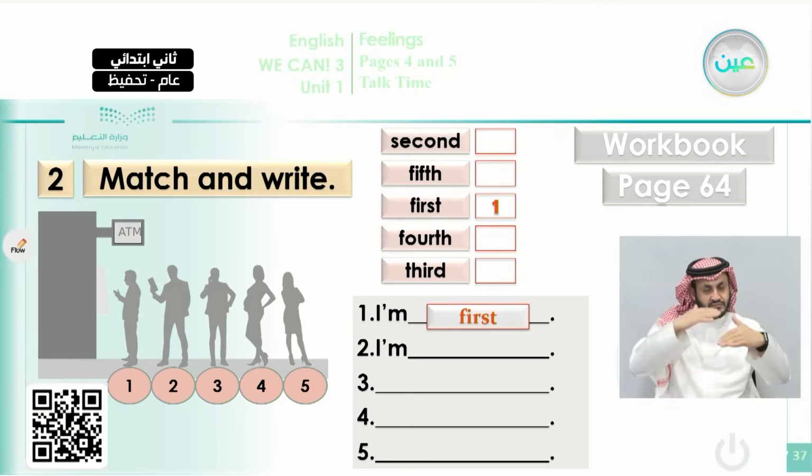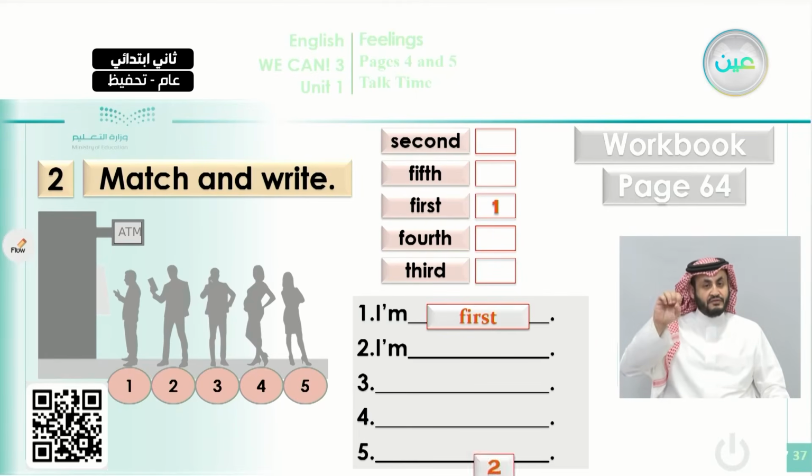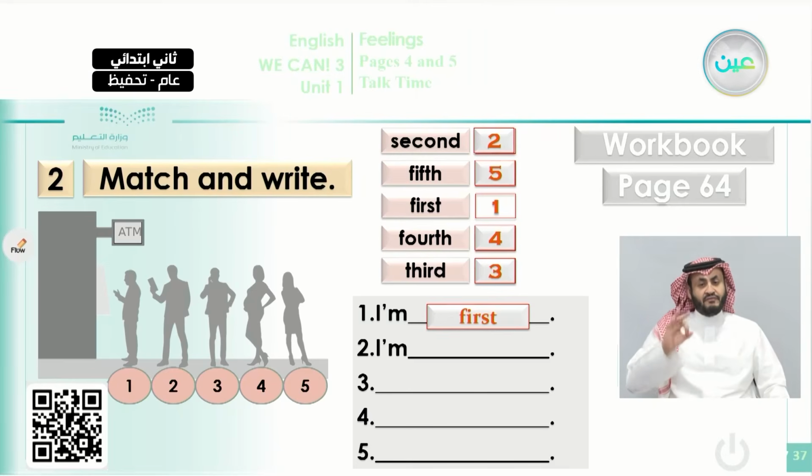If we want to make them in ordinal numbers, we can say here the first one. As you can see, number 1 here is the first. This is second. This is third. This is fourth. And this is fifth. This is what you are going to do in this exercise on page 64, exercise number 2.